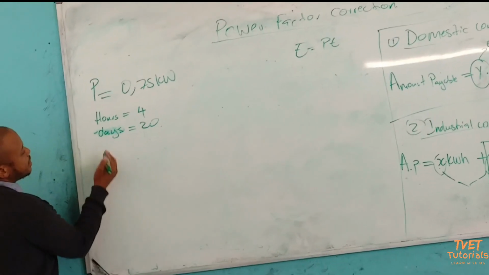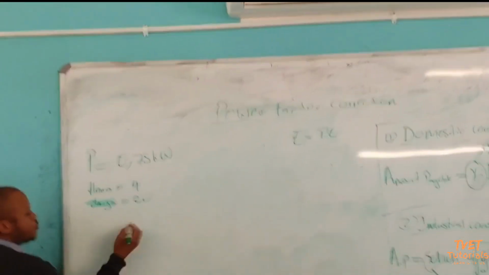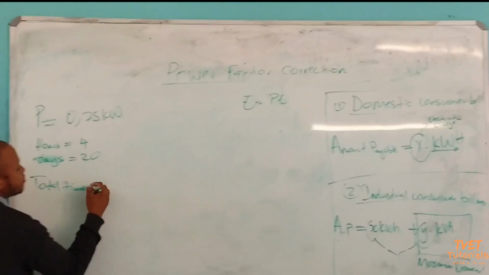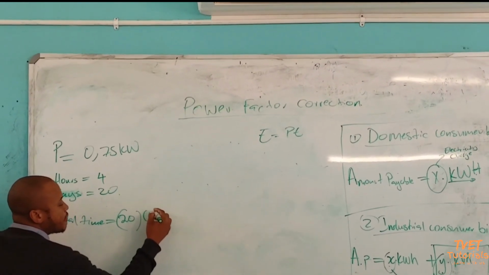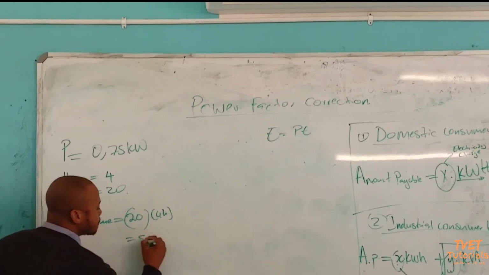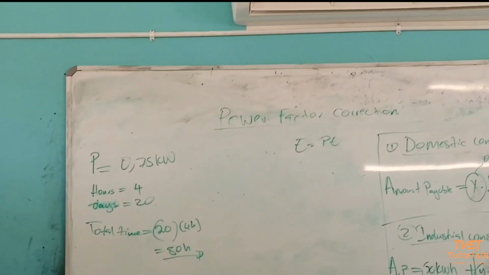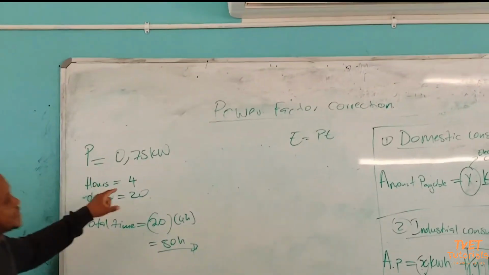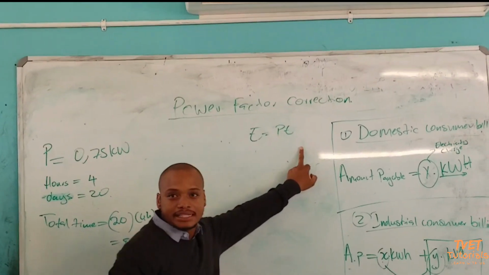So if I look at this, they say for 20 days, I turn this thing on only for 4 hours. So the total time will be how much? Total time is then equal to 20 days multiplied by 4 hours per day. And this will give me 80 hours. So it means in 1 month, I will run this machine for 80 hours. But the question is asking, what is the energy? I need to calculate the energy, which is my power multiplied by the time.